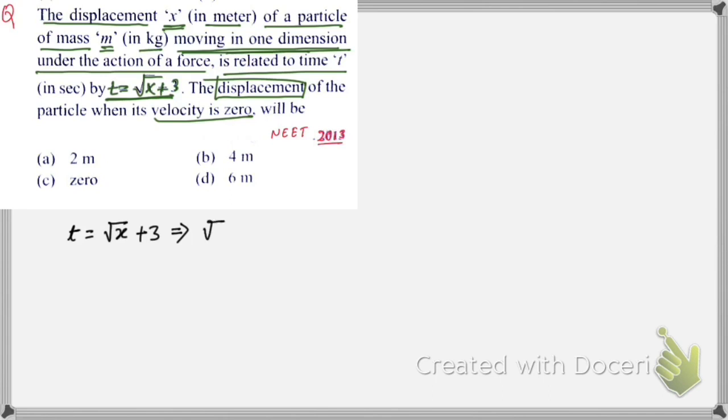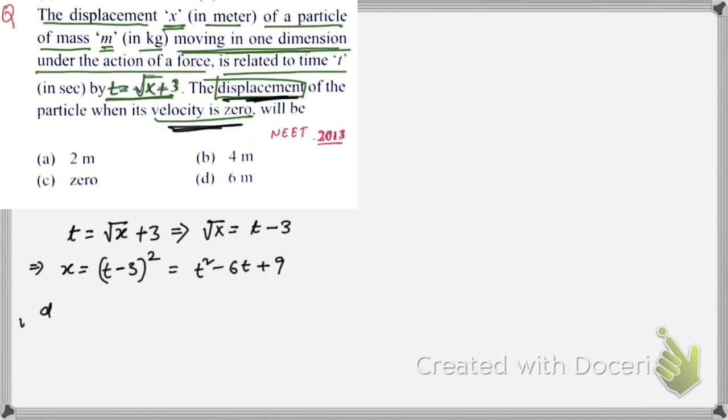So t is equal to root x plus 3, so root x is equal to t minus 3. Squaring both sides, x is equal to t minus 3 whole square. On applying the a minus b whole square formula, it is equal to t square minus 6t plus 9. Let's find the velocity first, as we need to find the displacement when velocity is 0. Velocity at time t will be given by dx by dt, as we have already seen that dx by dt gives the velocity.